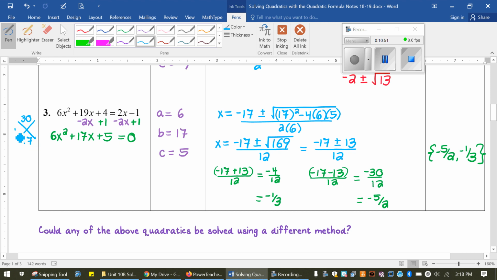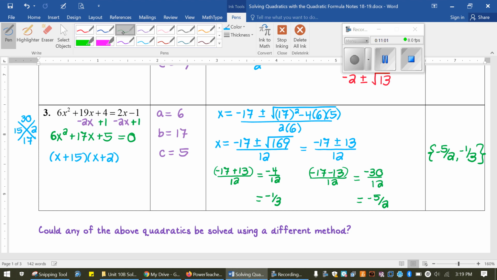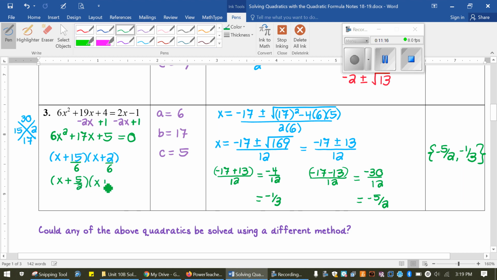So that would have worked with 15 and a 2. So you could have done x plus 15 and x plus 2, and then don't forget, you need to divide by that even coefficient. So each of these would have reduced. This would have reduced by 3, giving you 5 halves. And this would have reduced by 2, giving you 1/3.